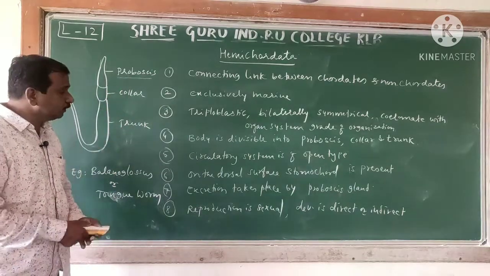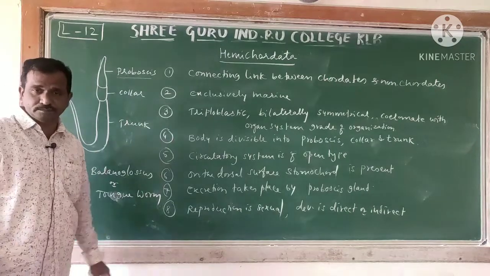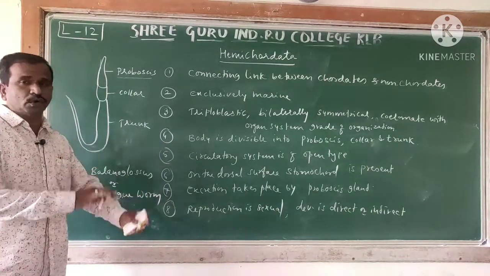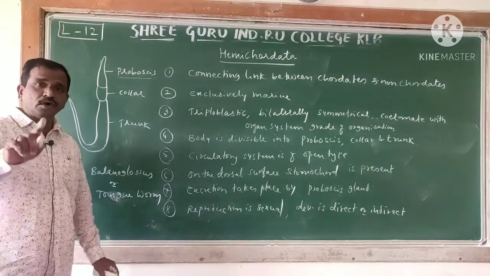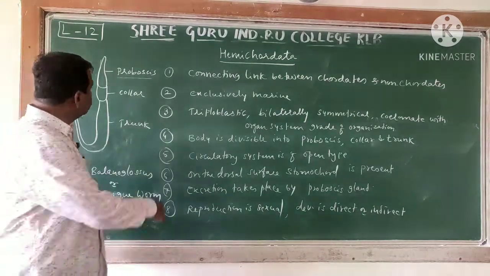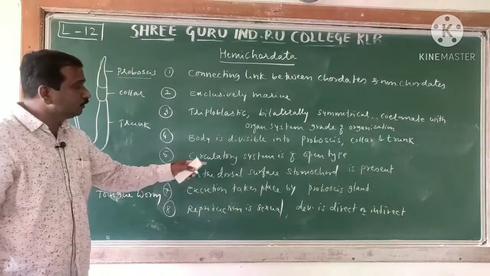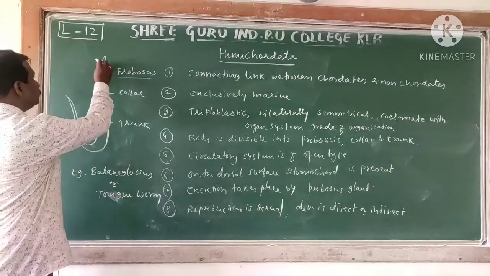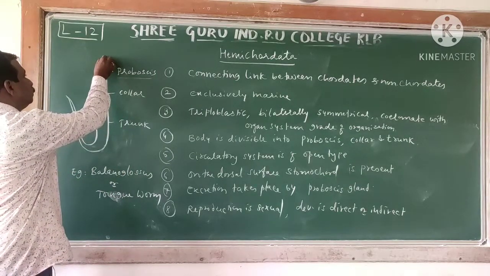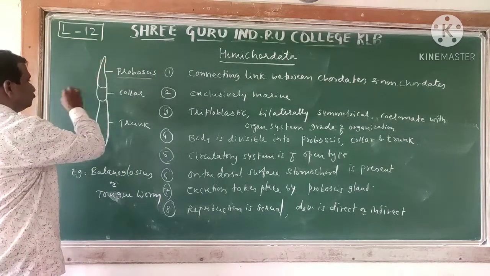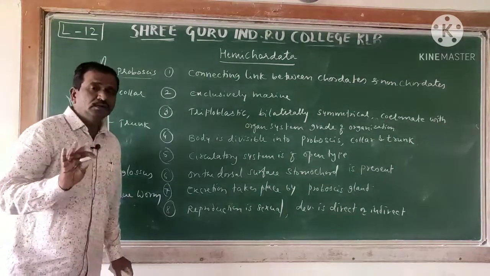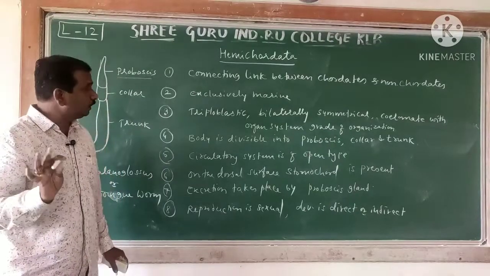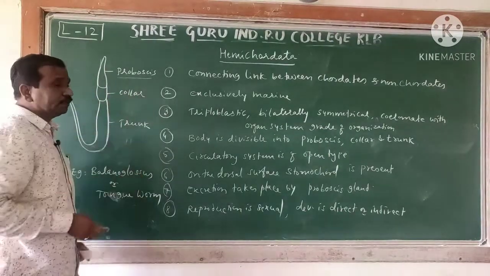Apart from that, here you can see the stomochord. The stomochord is differentiated from the notochord. Just as in chordates we call it the notochord, here we call it the stomochord. Let us see what differences are found between the notochord and the stomochord. It is normally notochord-like, but there is one difference.